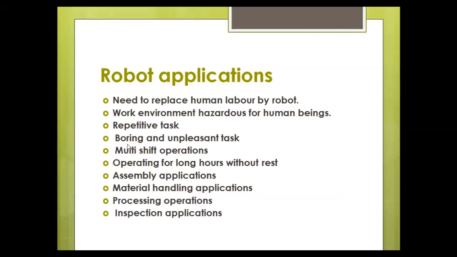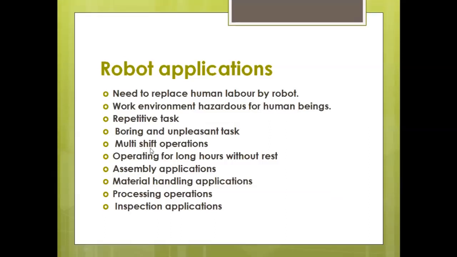Next very important application is boring and unpleasant task. Whenever there is a work that is boring and unpleasant, in those cases humans are not performing it; we use robots to perform it. Next very important application is multiple shift operations. That is first shift, second shift, and third shift. In those cases, a robot can work in all three shifts for any number of days, but a human can't.